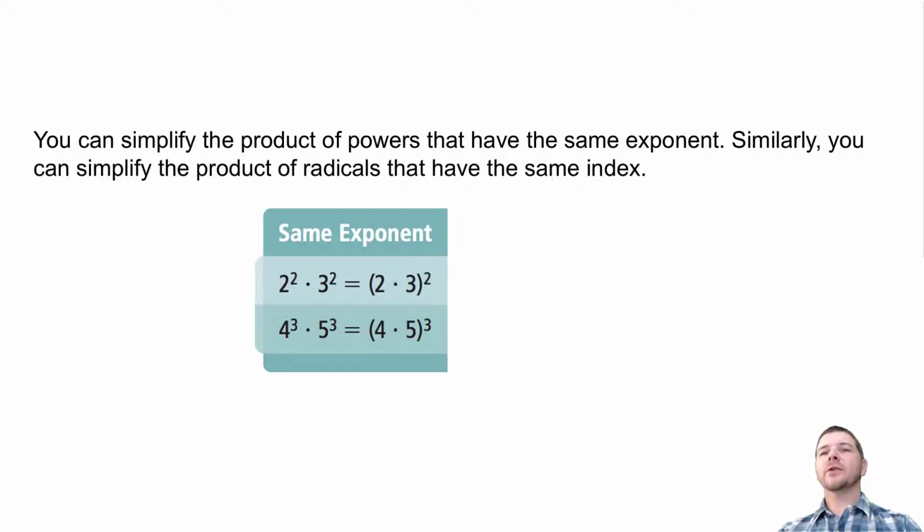Below that, 4 cubed times 5 cubed, a common exponent of 3, can be rewritten as the product 4 times 5, cubed.